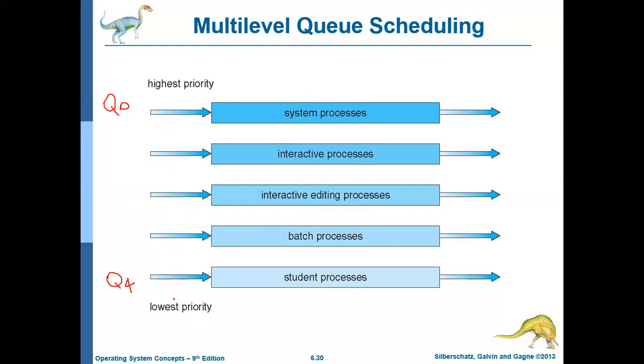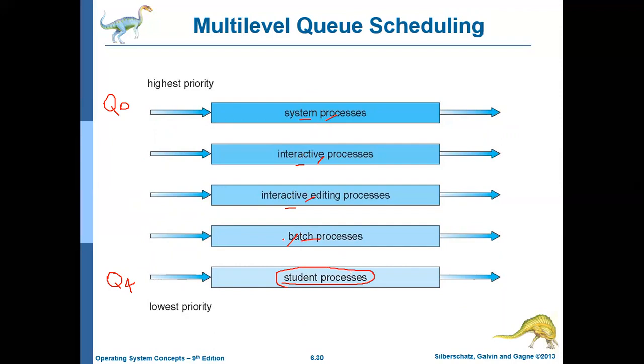So what happens here? The jobs in the student processes queue will execute only if there are no jobs in Q naught, which holds system processes, and in Q1, Q2, and Q3. Only if there are no jobs in the queues corresponding to system processes, interactive processes, interactive editing processes, and batch processes, then only the jobs in the student process queue will execute.